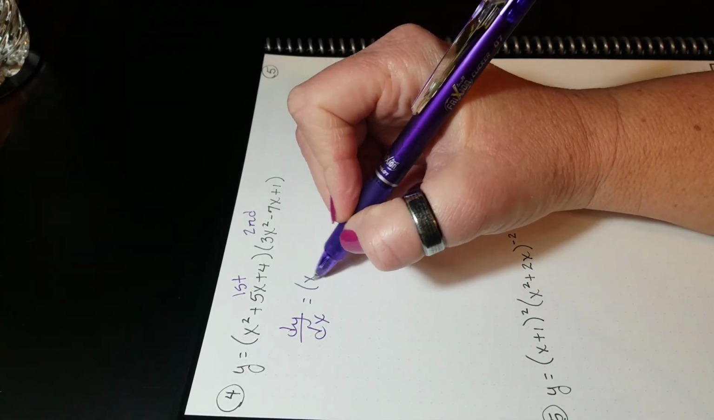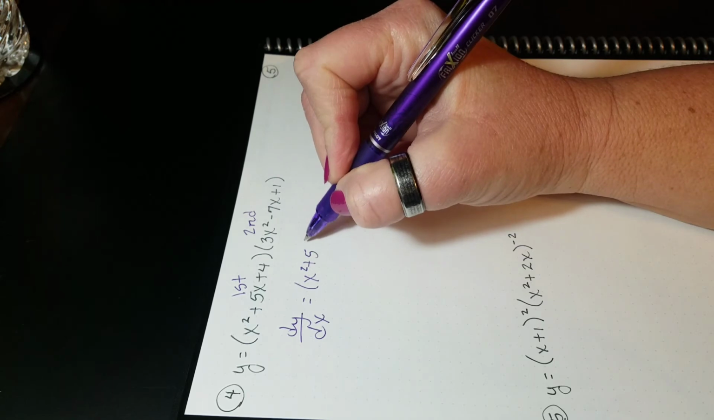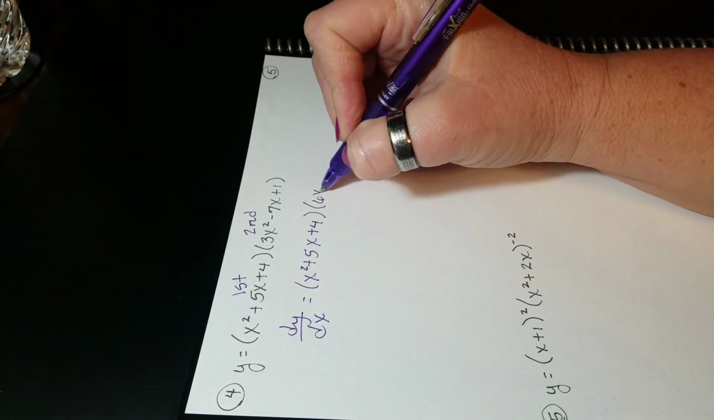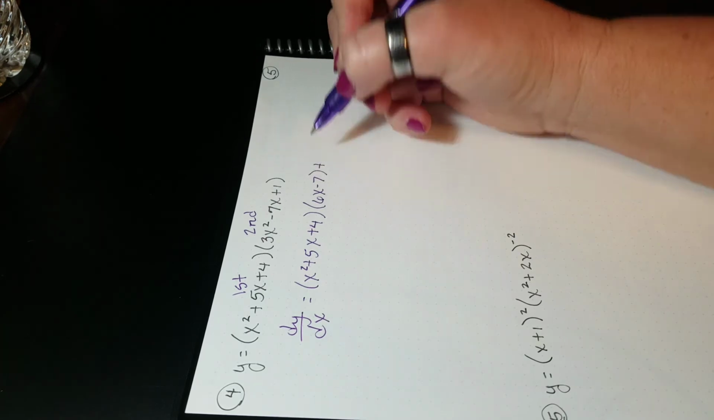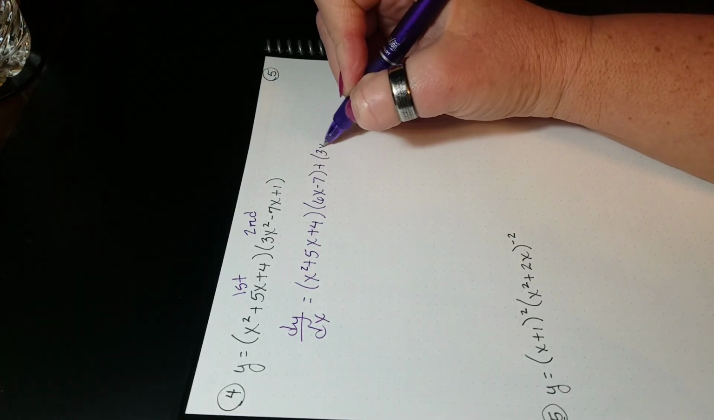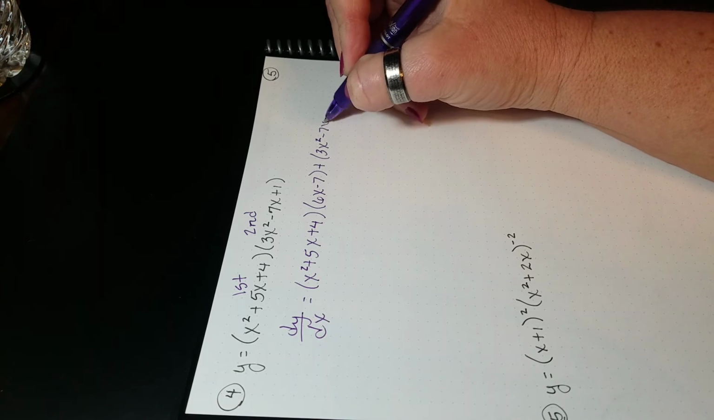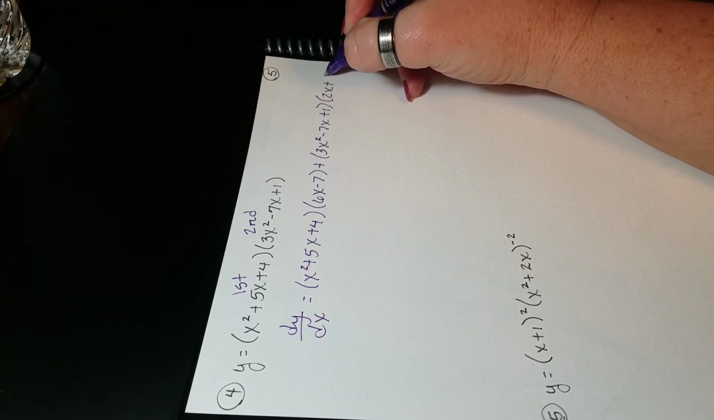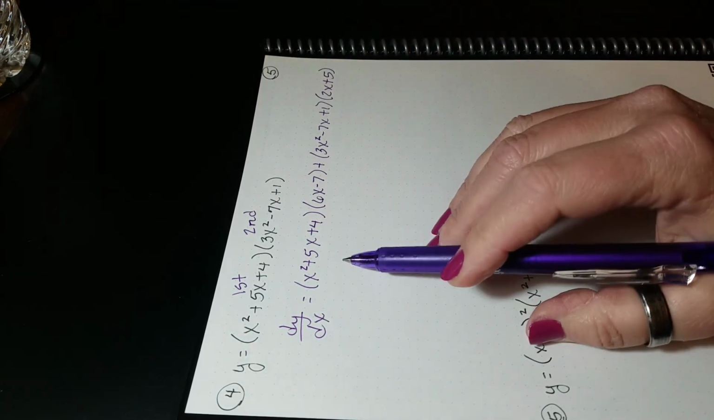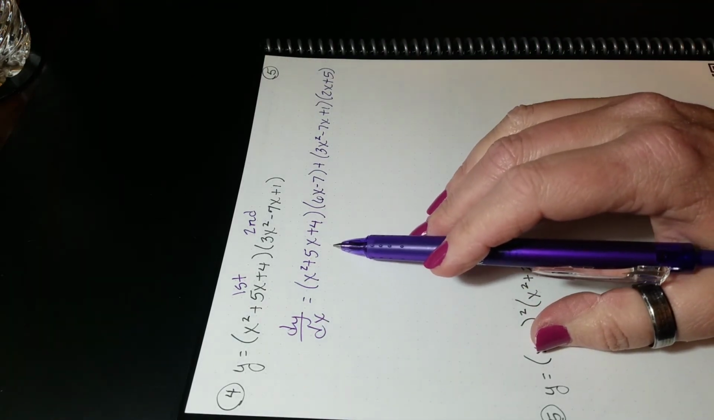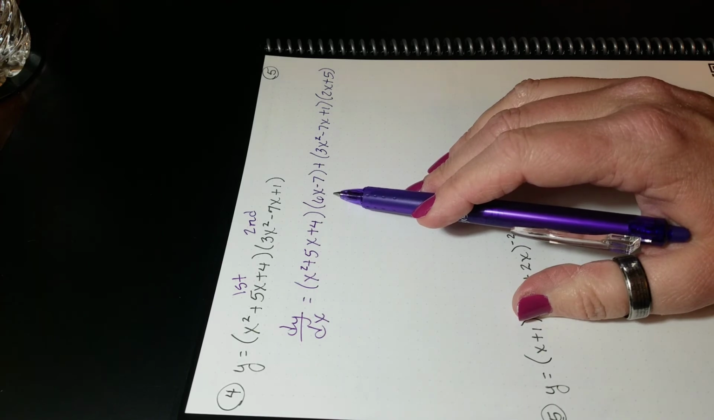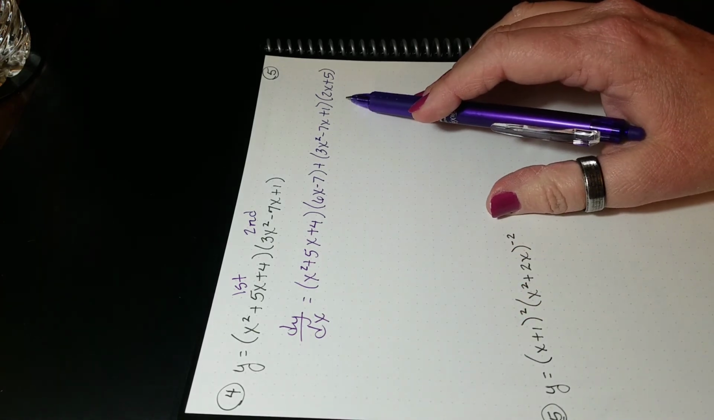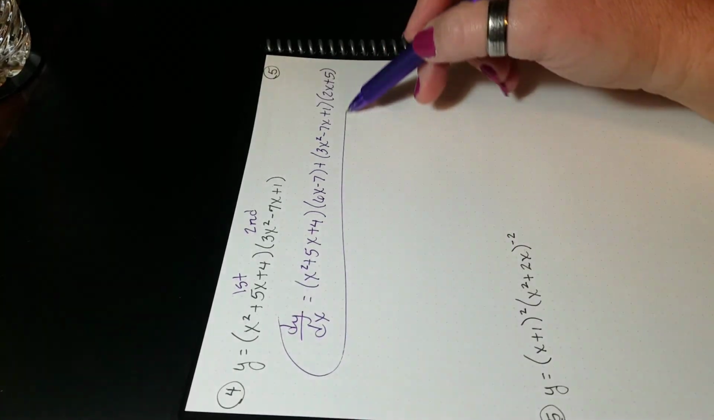So it's first, x squared plus 5x plus 4, times the derivative of the second, 6x minus 7, plus the second, 3x squared minus 7x plus 1, times the derivative of the first, 2x plus 5. Okay? First, x squared plus 5x plus 4 times the derivative of the second, 6x minus 7, plus the second, 3x squared minus 7x plus 1 times the derivative of the first, 2x plus 5.